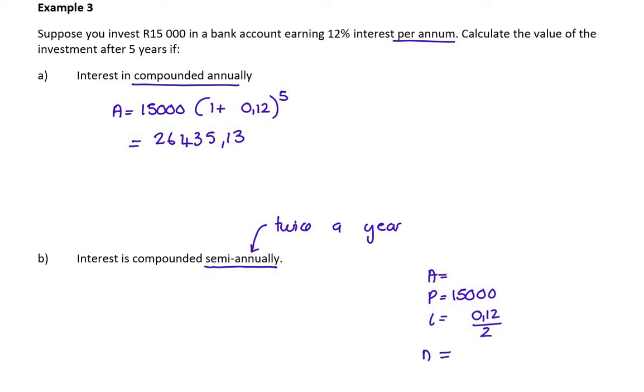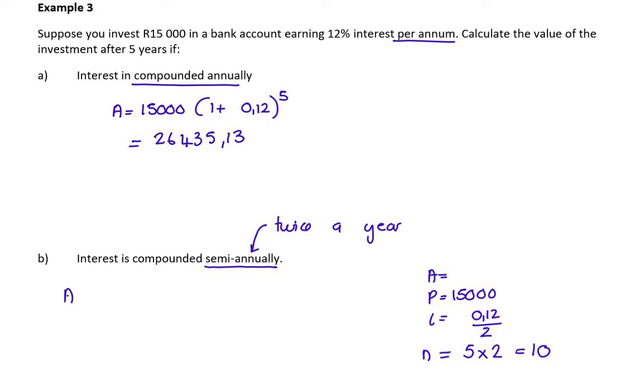Now just be careful with N. N isn't number of years. You can't say 5 years, because N is how many times you got that interest. Now you got that interest for 5 years, but twice a year, so that is 10 sets of interest you'll get. Now you're not getting 10 sets of interest of 12%. You're getting 10 sets of interest of the 6%.